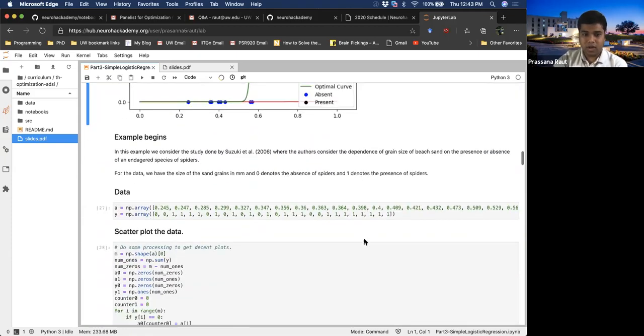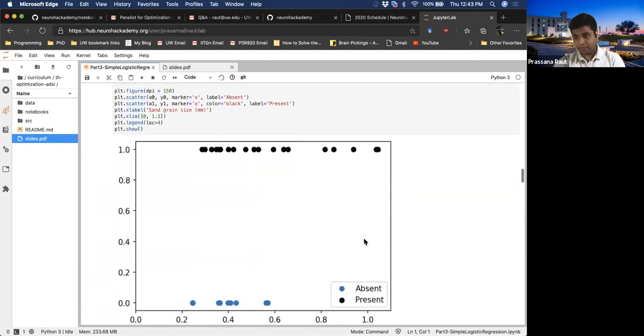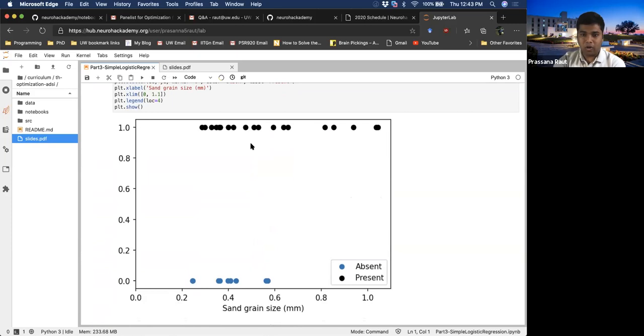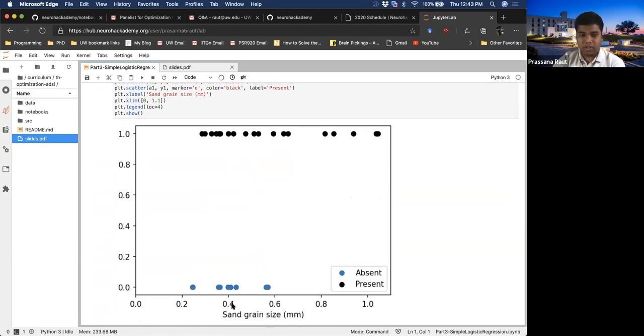Now let us look at a real world data set from a study which looks at the distribution of an endangered burrowing spider along the coast of Japan. Here the authors wanted to explore what features were most significant in the prediction of the presence of spiders, and found that the grain size was one of the most important ones. This is how the plot looks. For these grain sizes, the spider was absent, whereas for these grain sizes, the spider was present.